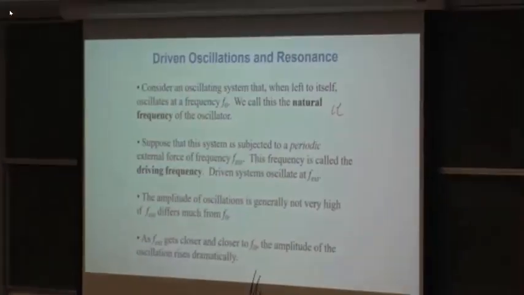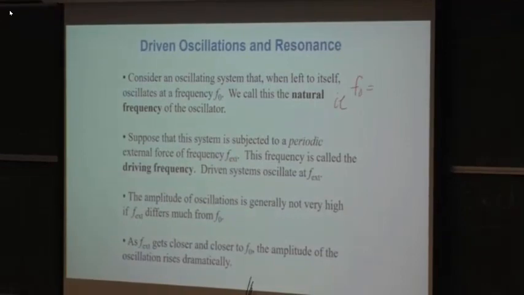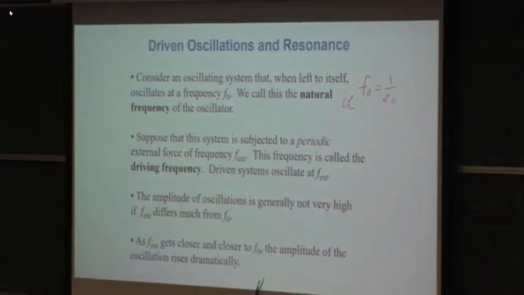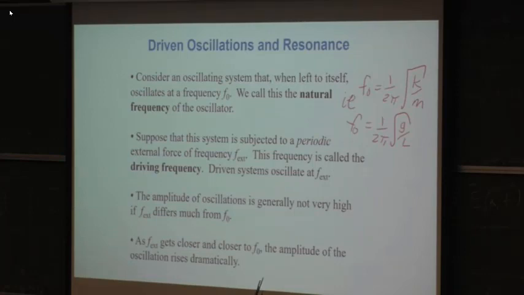So for example, f sub 0 is equal to 1 over 2 pi times the square root of k over m. That's a natural frequency if you have a mass on a spring. You could also have a natural frequency of a pendulum, which is 1 over 2 pi times the square root of g over L. These are natural frequencies.